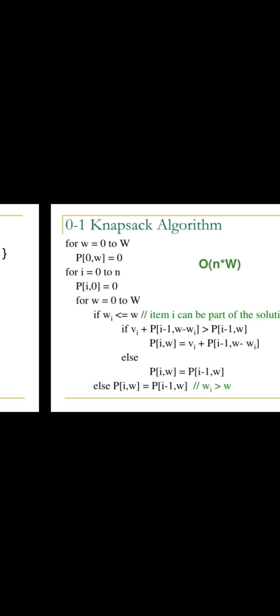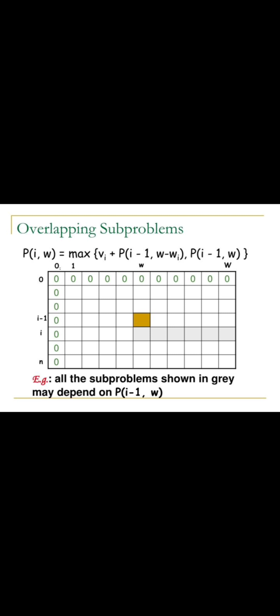Overlapping subproblems. P(i, W) equals the maximum of vi plus P(i-1, W-wi), and P(i-1, W). For example, all the subproblems shown in gray may depend on P(i-1, W). Conclusion: dynamic programming is a useful technique for solving certain kinds of problems. When the solution can be recursively described in terms of partial solutions, we can store these partial solutions and reuse them as necessary.